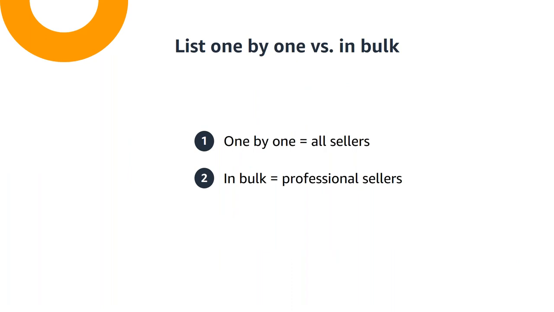Whether you're matching or creating product listings, there are two basic processes for adding items to your inventory, one by one and in bulk. We're only going to cover the process for listing products one by one today. All sellers, both individual and professional, can use this method. Professional sellers can also add products to their inventory in bulk. If you're interested in learning more about this faster, more efficient listing method, please join us for the next webinar in this series. Both individual and professional sellers are welcome to attend.